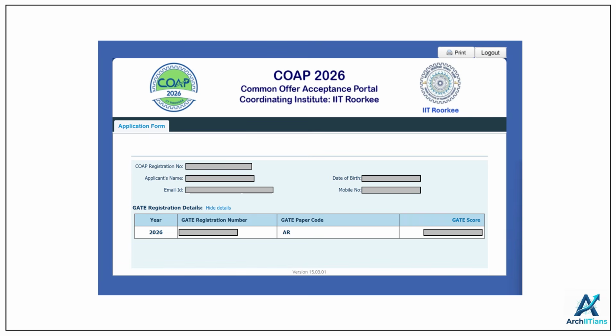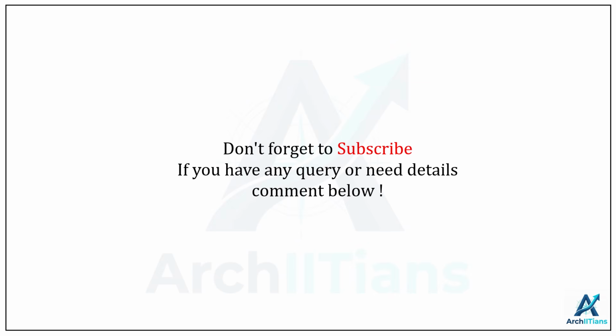All the details will be shown on this page: your valid GATE scorecard, and all other details like date of birth, email ID, etc. So yeah, that's the process to register on COAP. It is pretty simple.